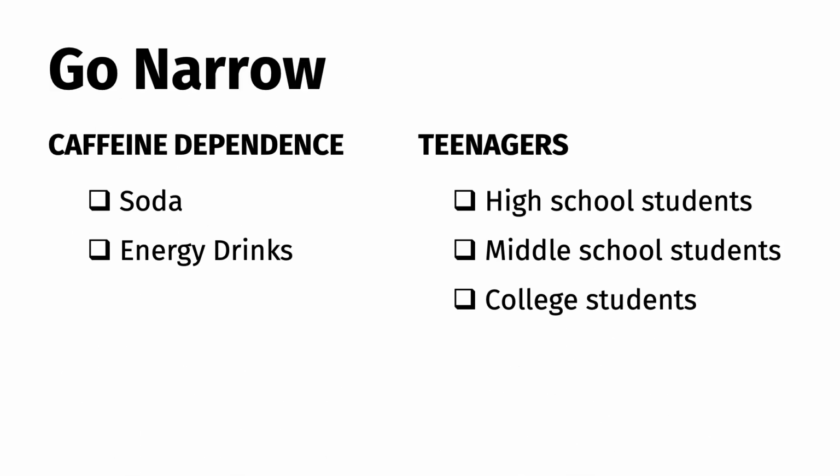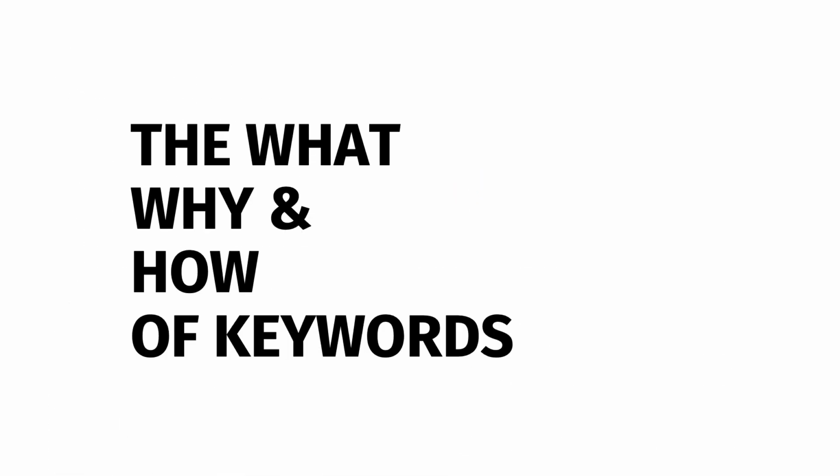In the other direction, we can go narrow. For example, when it comes to caffeine dependence, maybe we want to know specifically about how much soda or energy drinks teens consume. Similarly, we can narrow down teenagers to high school students, middle school students, or college students, depending on the scope of our topic. Hopefully, you now understand what a keyword is, why it's important for searching, and how to identify and develop your own.